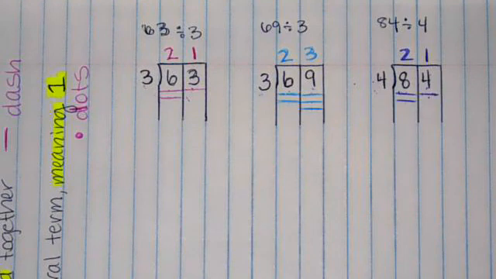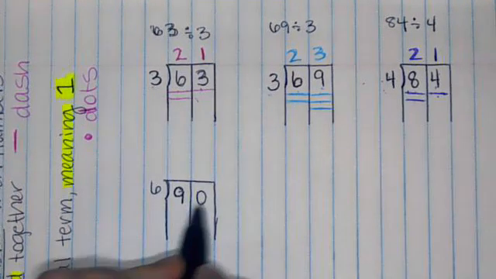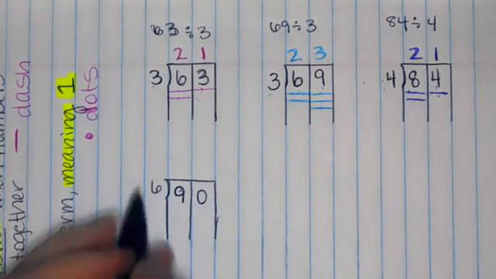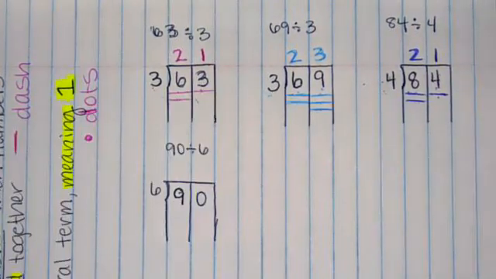So there's a couple examples. I'm going to give you a couple more, that way you can rewatch this video and help yourself with division problems. The next problem we have is 90 inside the house divided by 6. So it's 90 divided by 6.